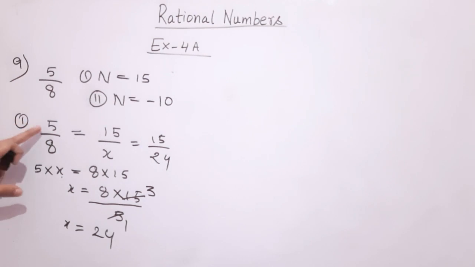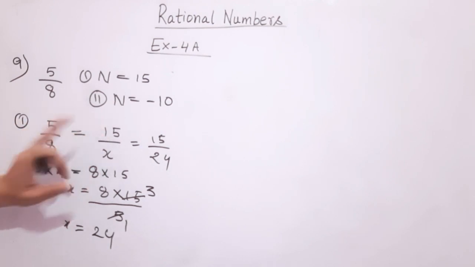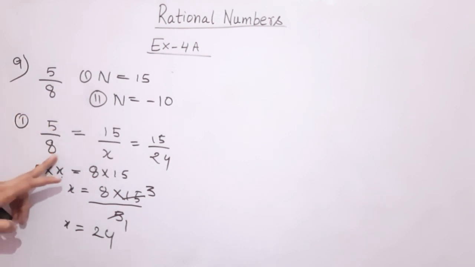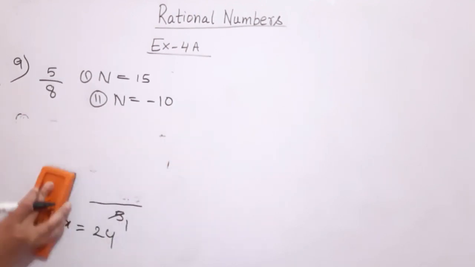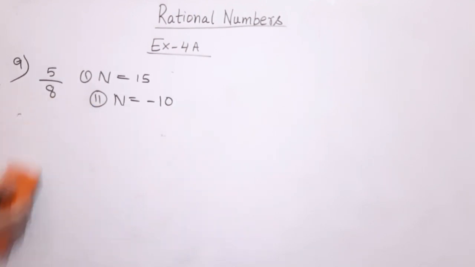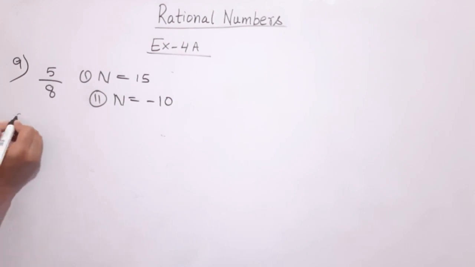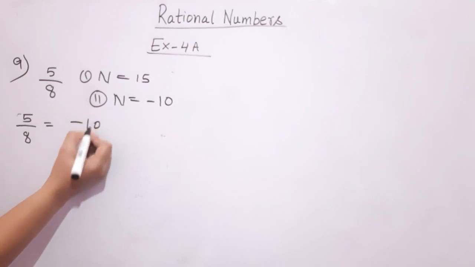5 में आप ऐसा कौन सा नंबर मल्टीप्लाई करें जिससे कि वो 15 हो जाए, तो we all know that 5 3s are 15 and what do we do, the numerator and denominators are multiplied by the same numbers. तो 5 3s are 15 होगा तो 8 3s क्या होगा, 8 3s are 24. तो आप इसको ऐसे भी कर सकते हैं and you can do the cross multiplication also. Now come to the second option. So the second option is that we have to convert it into a numerator -10, right?